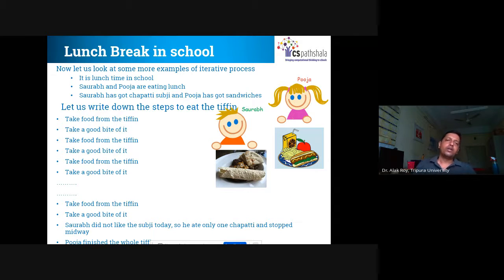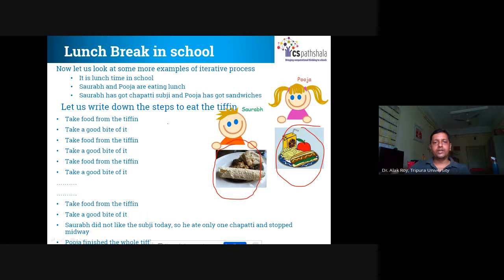Now let us look at some more examples of iterative process. If it is lunch time in school, let's take two students, Saurabh and Pooja, who are eating lunch. Saurabh has got chapati and sabji, and Pooja has got a sandwich. Consider this figure. Saurabh has some chapati and sabji. Pooja has some sandwich.